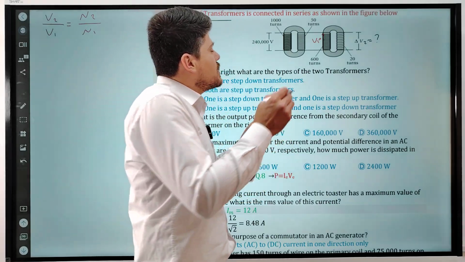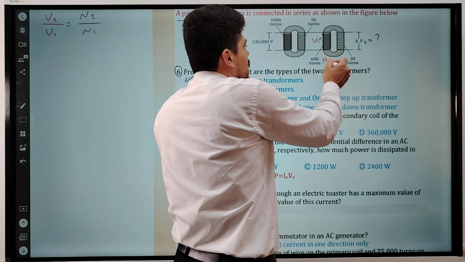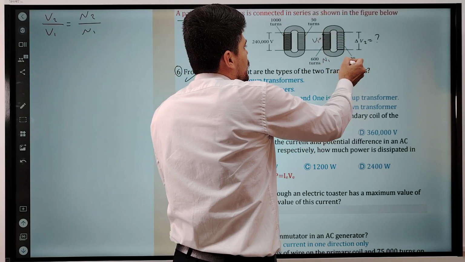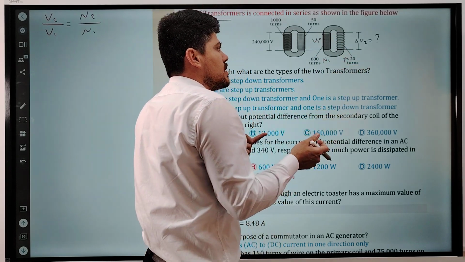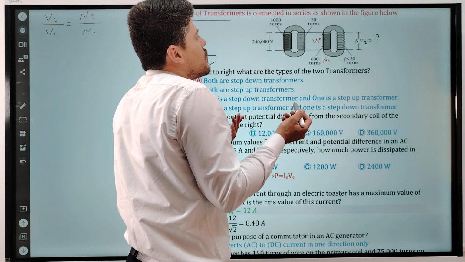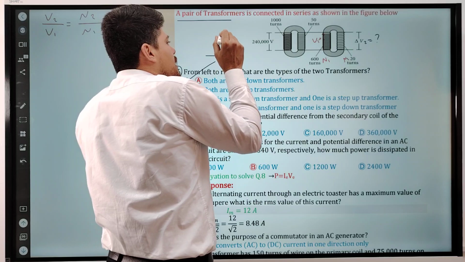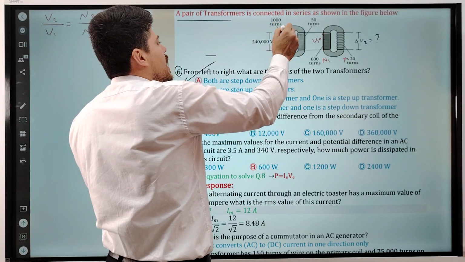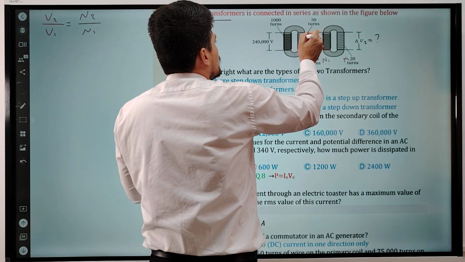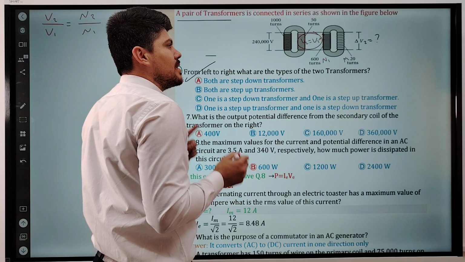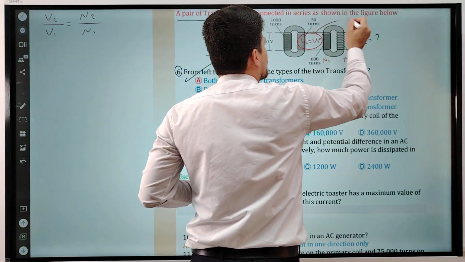But do we have the number of turns N1 for the second transformer? Yes, 600. Do we have N2? Yes, 20 turns. But we don't have V1. How can you calculate V2? By using the information and given values of the first transformer, you have to find V2. So V2 is equal to V1. Look, so what is important here?